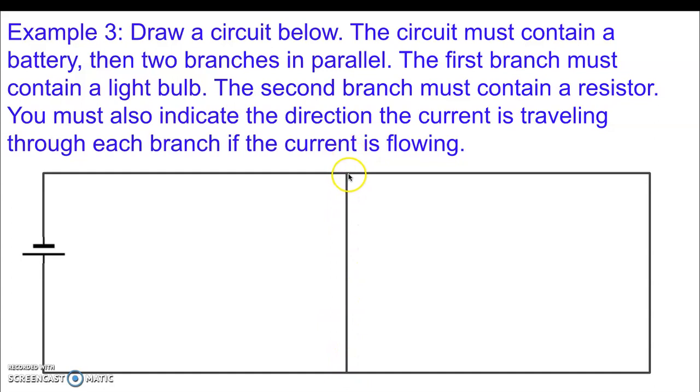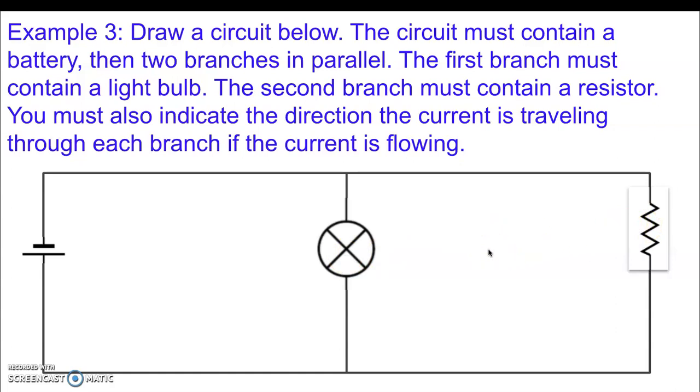We've got a line down the middle of our circuit to indicate that there's two branches. So then we'll add a light bulb on the first branch. On the second branch, we'll add a resistor, right? And it doesn't really matter which branch you're calling the first branch. So if you put the resistor over here and the light bulb over here, that's fine. It doesn't really make a big difference.